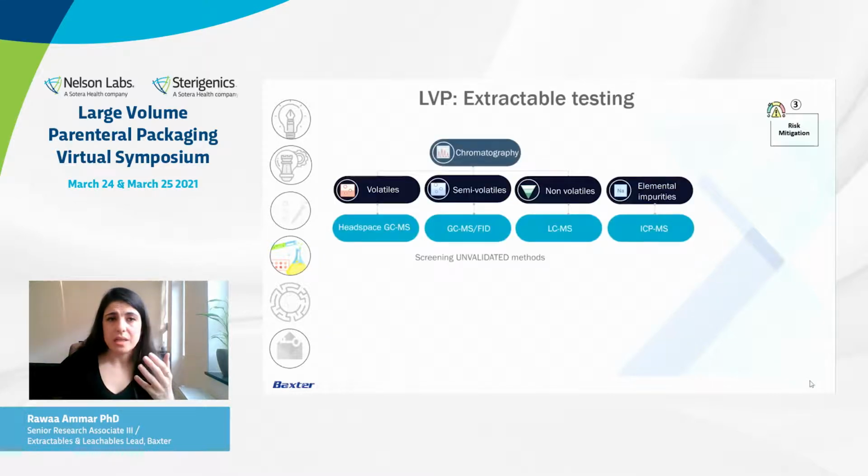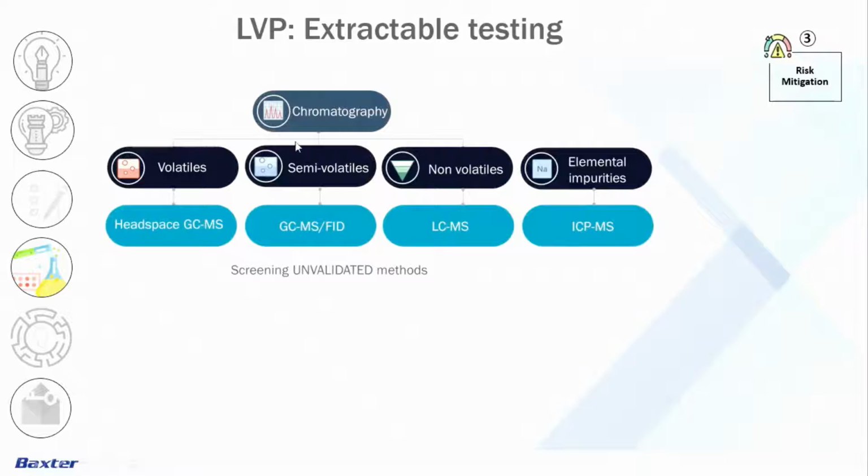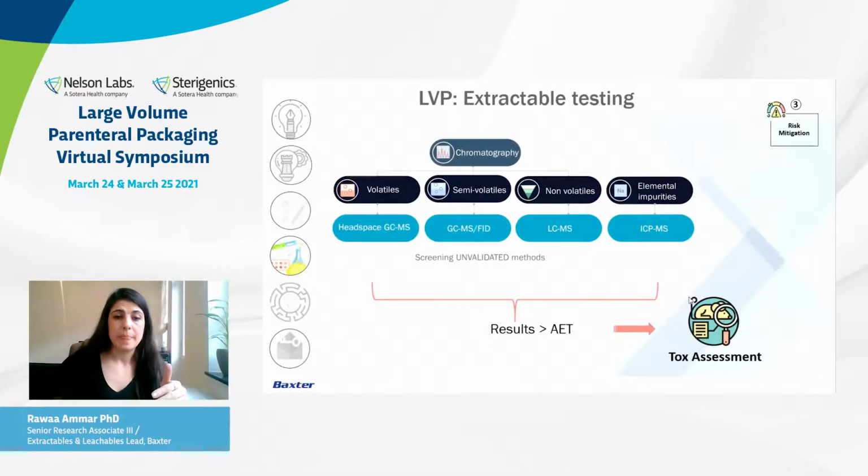So generally speaking, for extractables testing, it can be divided into organic and inorganic. For inorganic, ICP-MS analysis would be a great choice, while for volatiles, semi-volatiles, and non-volatiles, we can do testing by GC, headspace GC, GC-MS, and LC-MS using non-validated methods, just a screening against the AET value. And once we generate the results, all the results above this AET should be submitted to toxicological assessment.